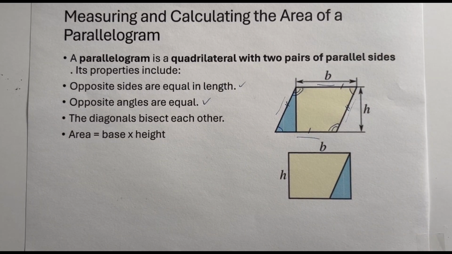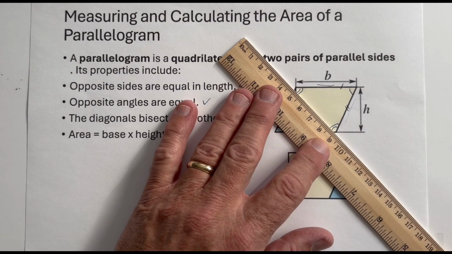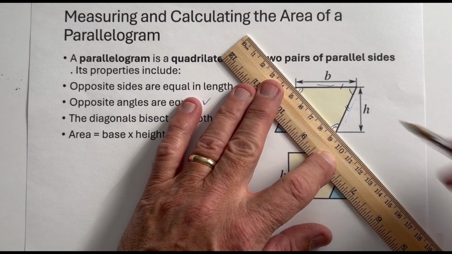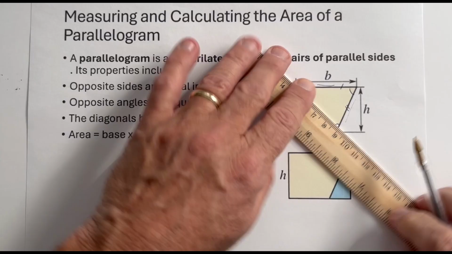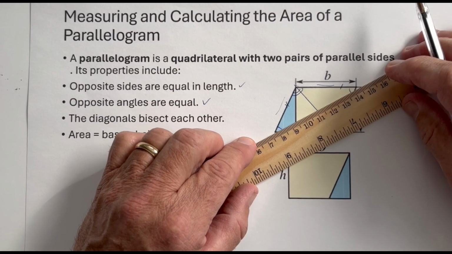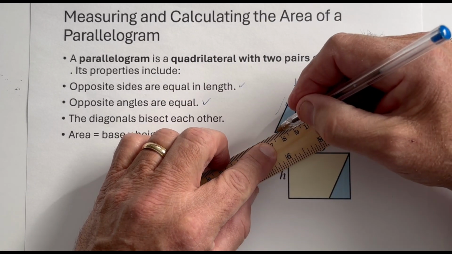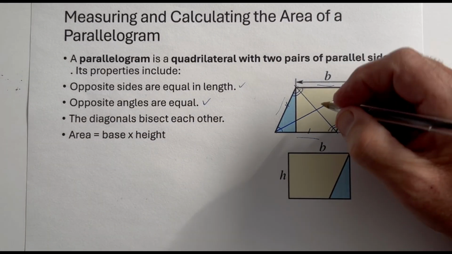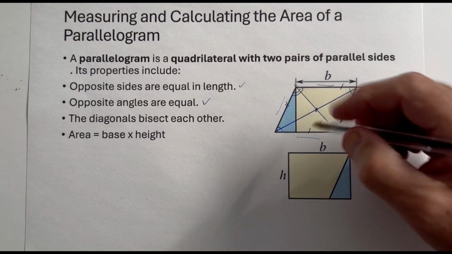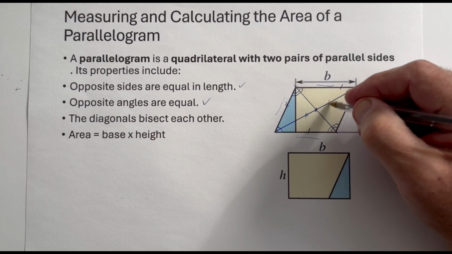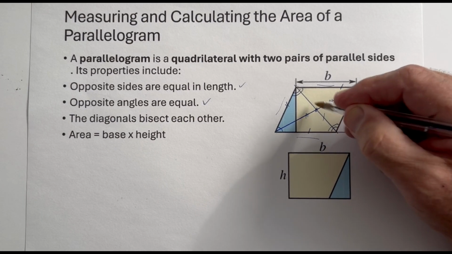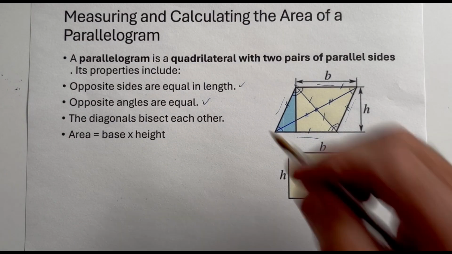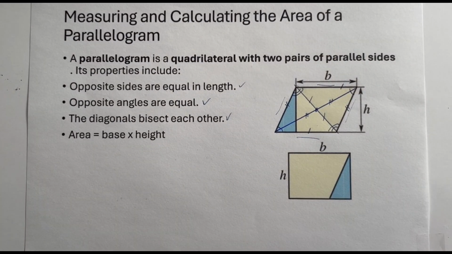And the diagonals bisect each other. Okay, let's see. So there's the diagonals. And it's a little hard to tell, but that would be the midpoint. And so this has got to be equal to that. That is equal to that. So that tells us the diagonals bisect each other.